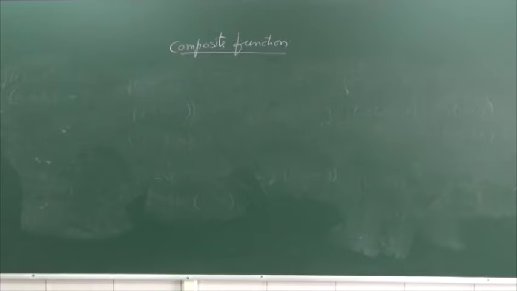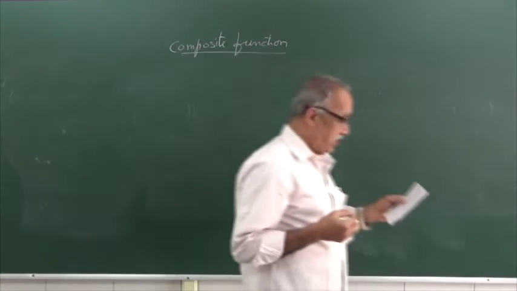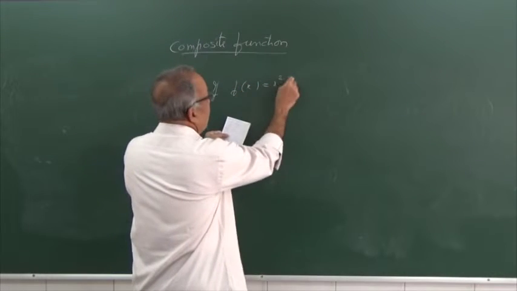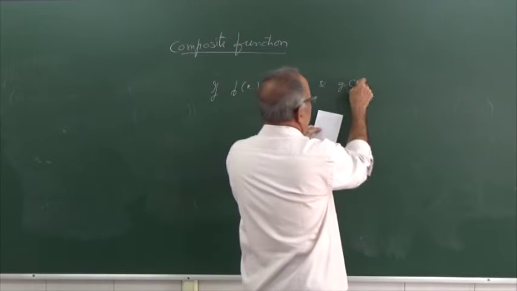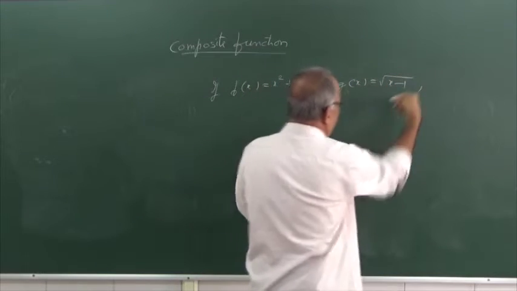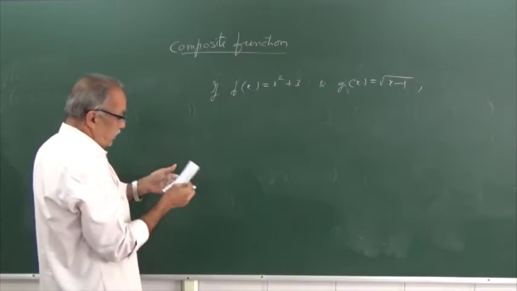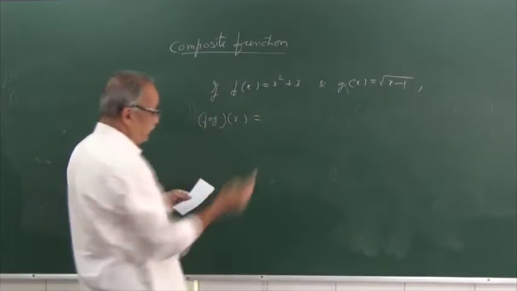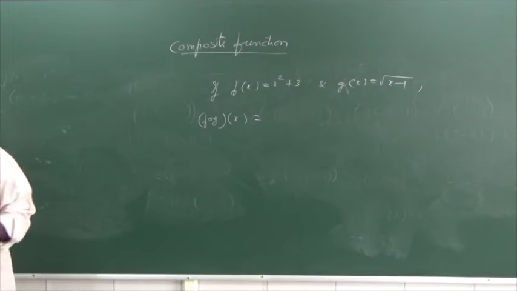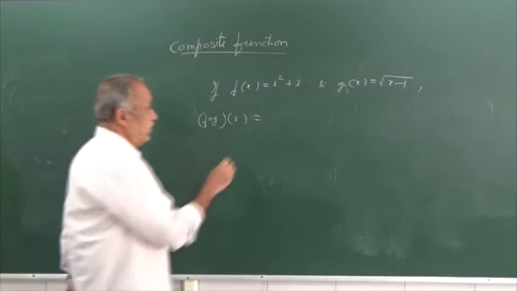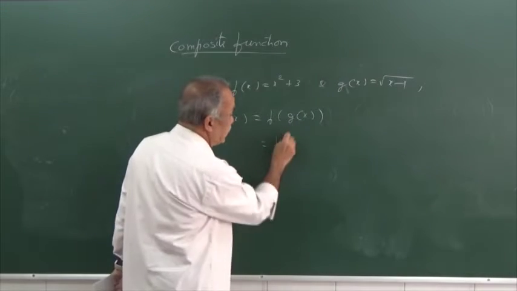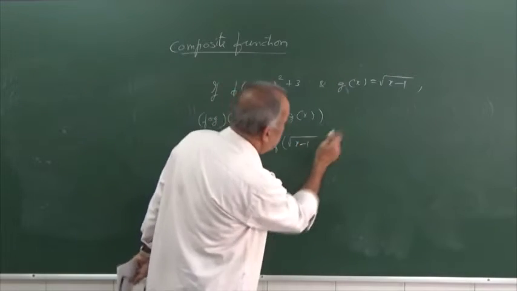A few numerical examples, just to have a little bit of practice on evaluating composites. Simple examples. What will be the expression for F composite G of x? Simple application of definition. F of G of x. F of G of x is root of x plus 1, x minus 1.